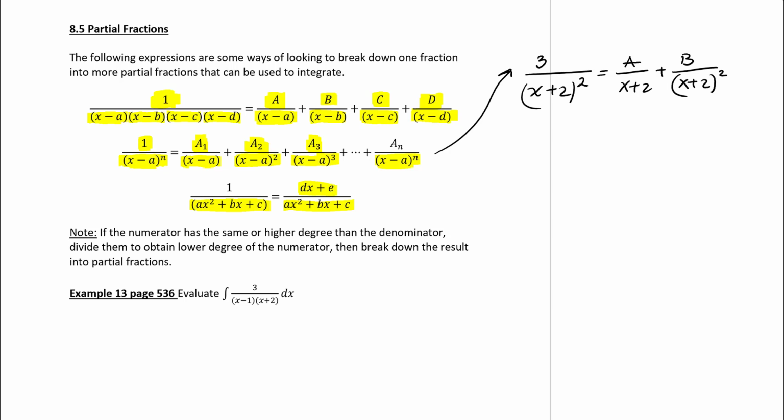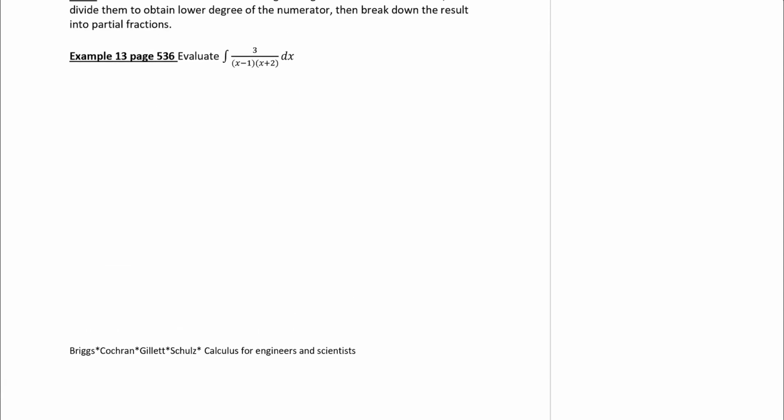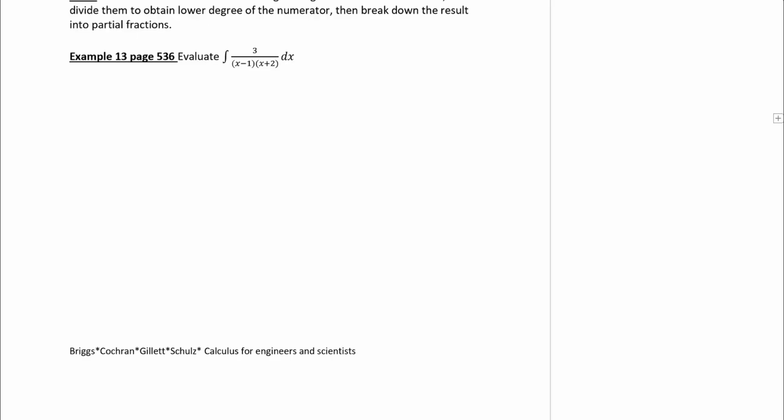So let's see how to use this in calculating integrals. Let's look at this example that we have here. Integral of 3 over x minus 1 times x plus 2 dx. If we take a look in the integration tables, we won't see any terms that have 1 over and then this type of product. If you check through all this, you won't see a term like that. So that's why partial fractions come in handy.